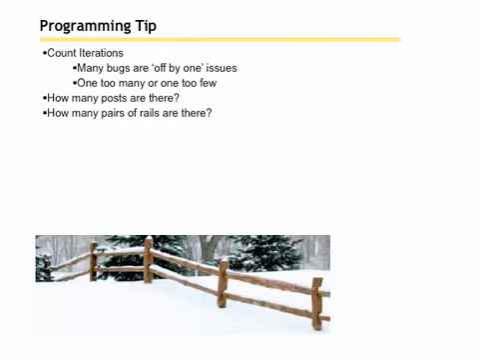It's common to have off by 1 errors, so it's important to count the iterations. For example, in this slide, the author suggests that you count the posts, and you'll see that there are 4. And how many pairs of rails are there? There are also 4. Not counting, of course, that post that's off in the trees or those rails that are off to the right. It's just important to make sure that you are iterating the exact number of times that you think you are.